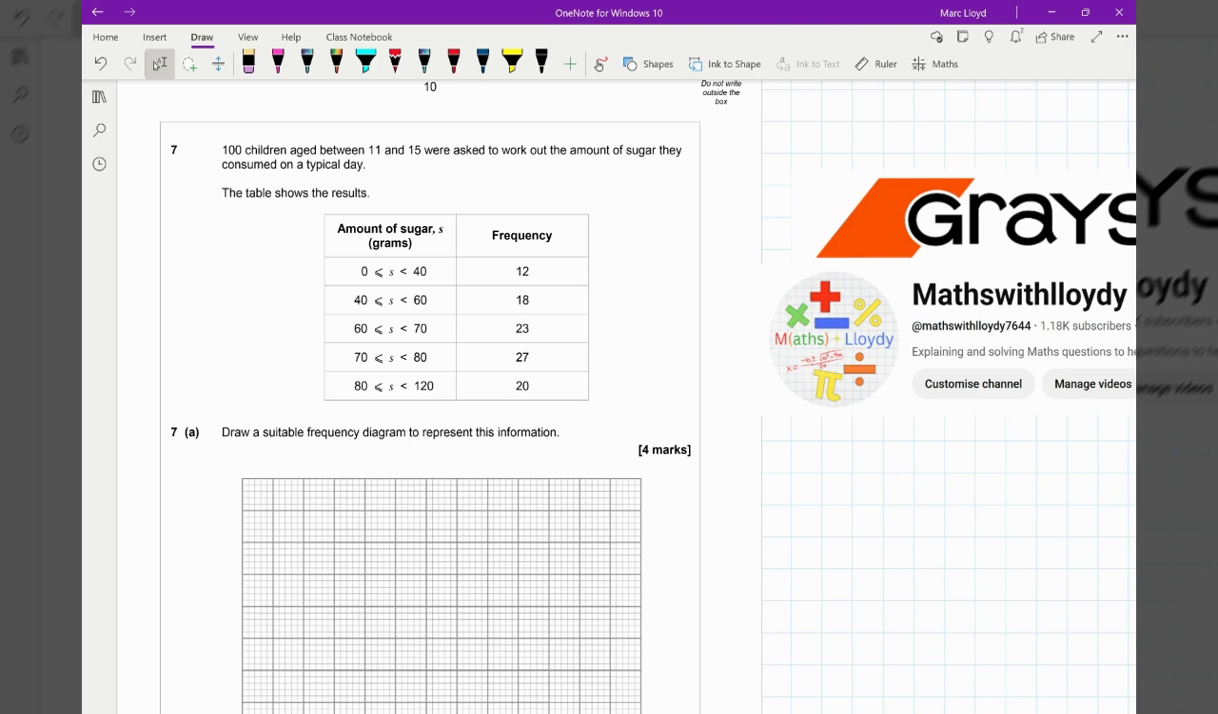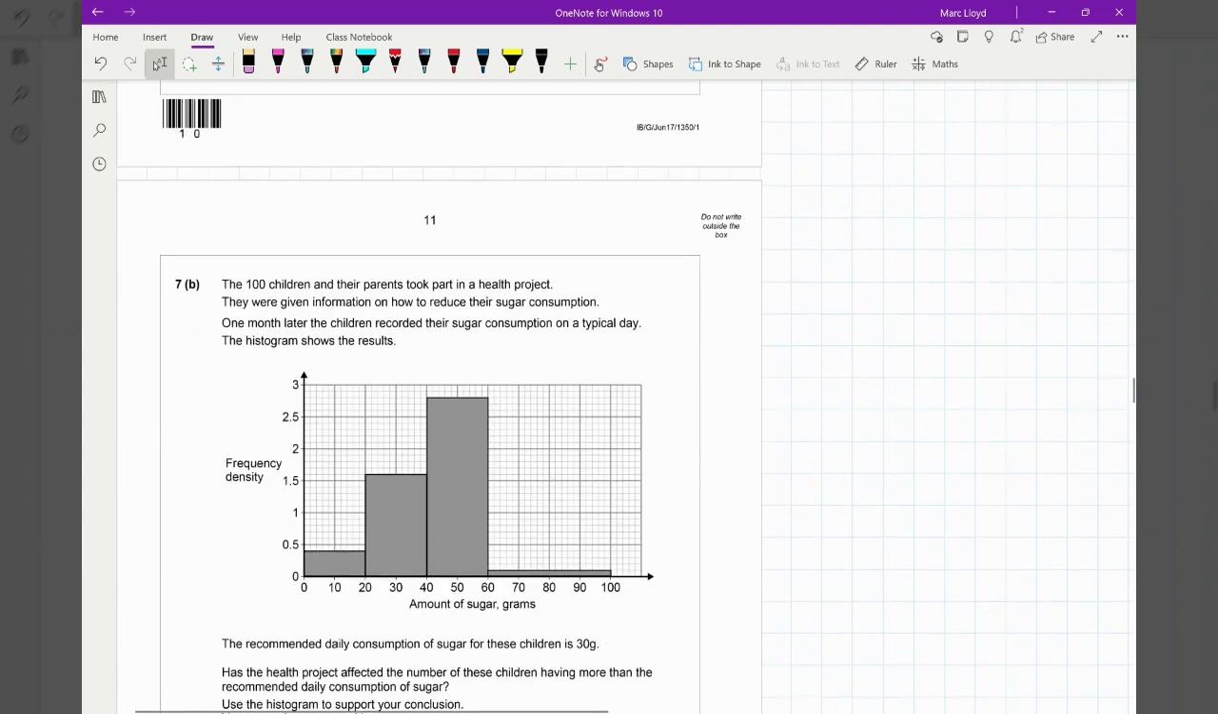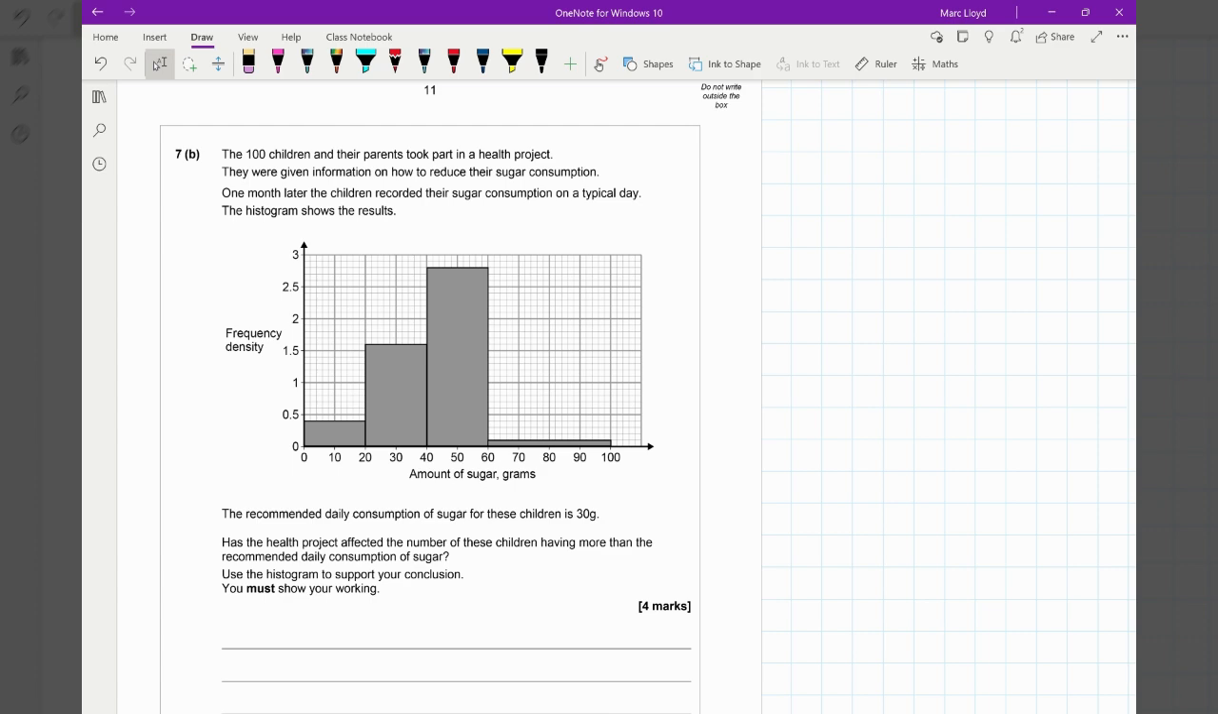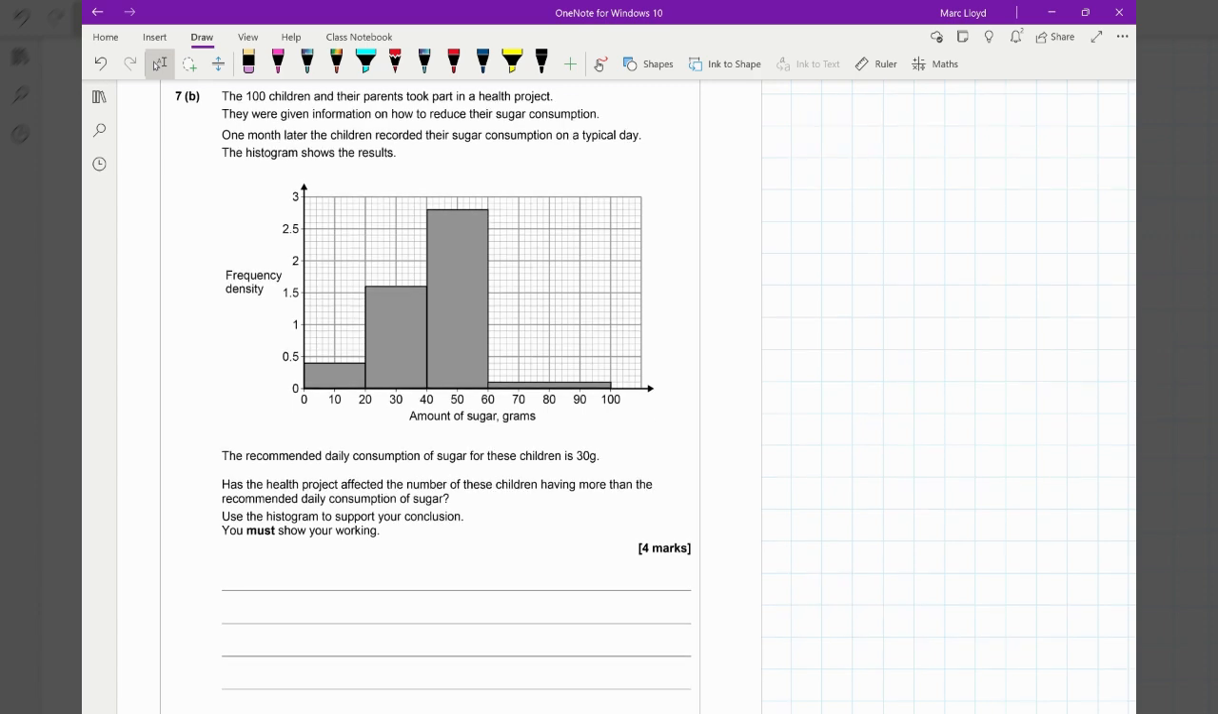Question 7. 100 children aged between 11 and 15 were asked to work out the amount of sugar they consumed on a typical day. If you ask me, all of these are high values. It's crazy. The table shows the results. Draw a suitable frequency diagram to represent the information. So that's 4 marks. Oh, we've got a histogram down there. So I might just draw a histogram for that first bit and then I can compare them.